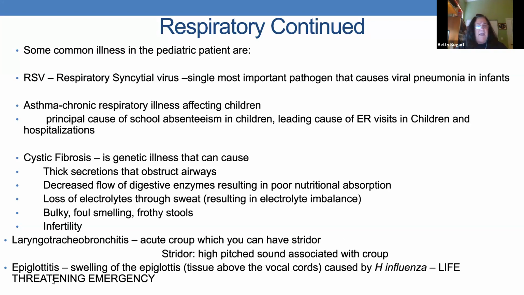So we don't want to give these children fat. So we're going to give them high protein and high sodium. Now, why high sodium? Well, what do we test for cystic fibrosis? What's the name of the test? It's called a sweat test, and we're testing for sodium. So as you can see, there's going to be a loss of electrolytes, specifically sodium, through the sweat. So we need to replace that.